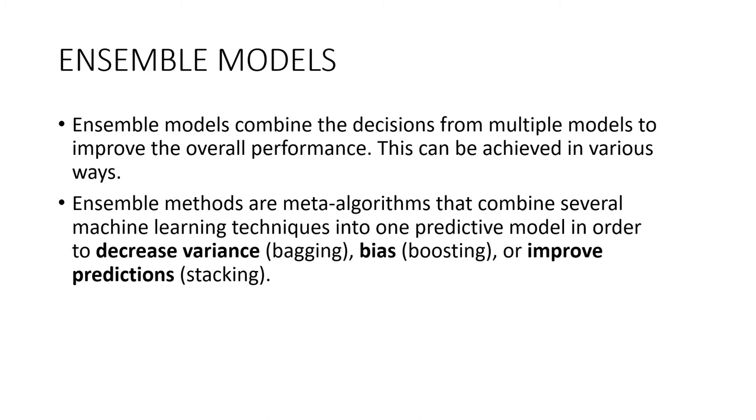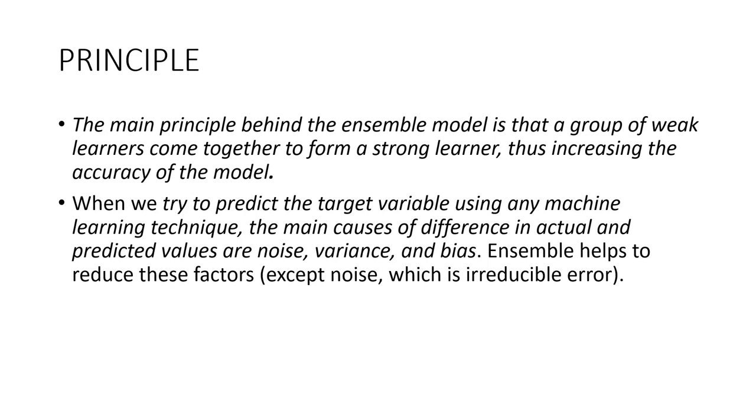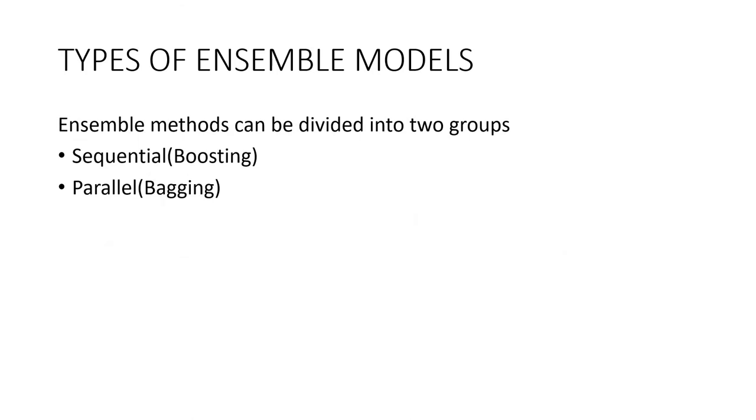We use stacking. The main principle behind the ensemble model is that a group of weak learners come together to form a strong learner, thus increasing the accuracy of the model. When we try to predict the target variable using any machine learning technique, the main causes of difference in actual and predicted values are noise, variance, and bias. Ensemble helps to reduce these factors, except noise, which is irreducible error.